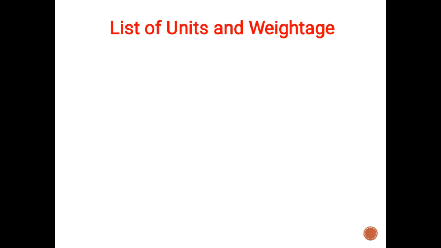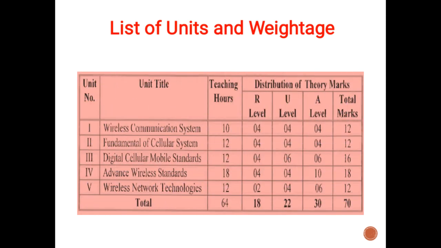Next is the list of units and their weightage. We have 5 units. The first unit is wireless communication system and the weightage for this unit is 12 marks. The 12 marks are distributed like 4 marks for remember, 4 marks for understand, 4 marks for apply. The second unit is fundamentals of cellular system, having a weightage of 12 marks. The distribution of marks is like 4 marks for remember, 4 marks for understand and 4 marks for apply.